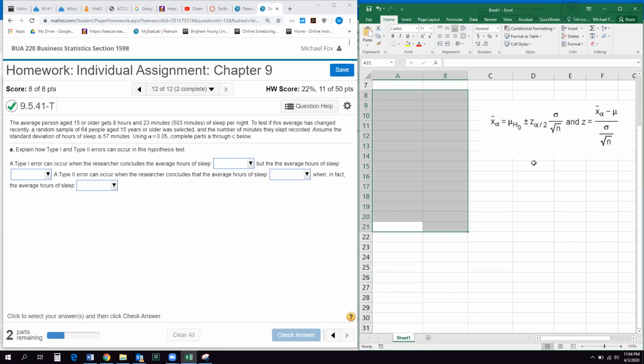All right, here we go with problem 9.5.41T. So this is another one of those. They want us to find the type 2 error, or the beta. And again, it's pretty complex. There's a bunch of moving parts, so I'll just jump into it. First, we'll answer these questions.